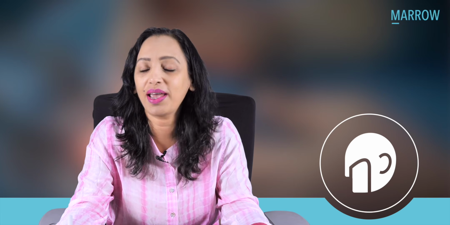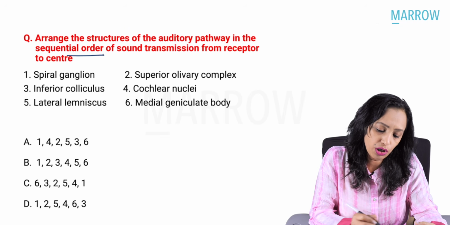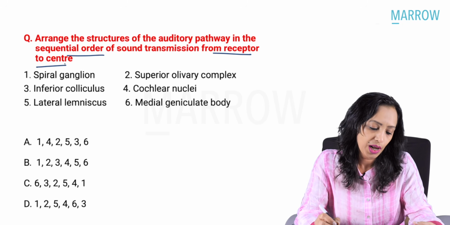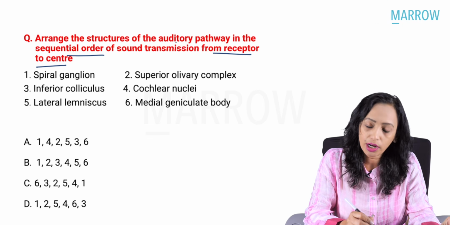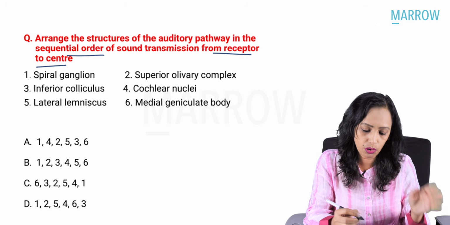So let us quickly see what the ENT questions were in the INI CET May, the last INI CET. Arrange the structures of the auditory pathway in the sequential order of sound transmission from receptor to center. So what is being asked is that we have to arrange the structures of the auditory pathway from the periphery to the center. Yes, we know that very nicely.